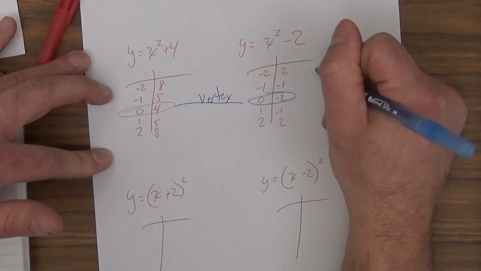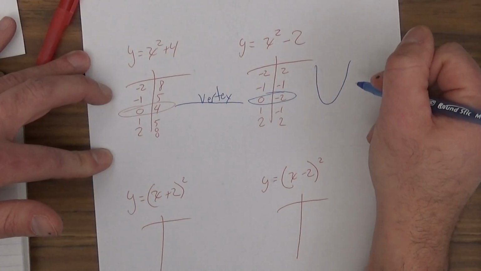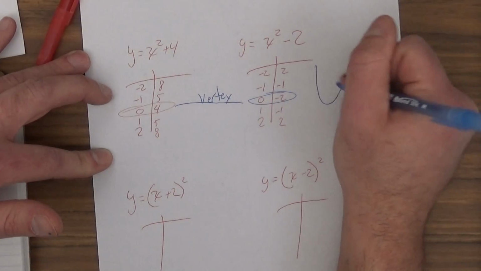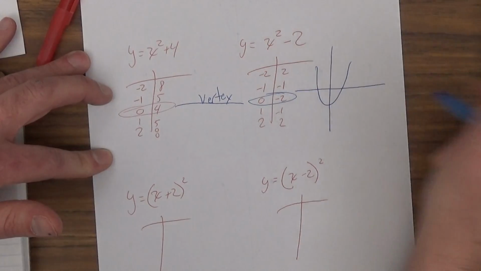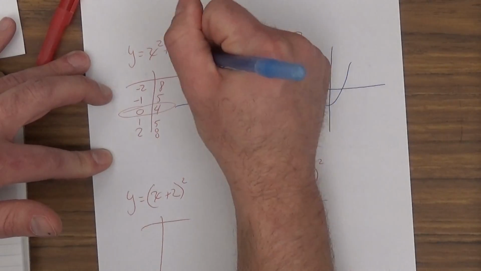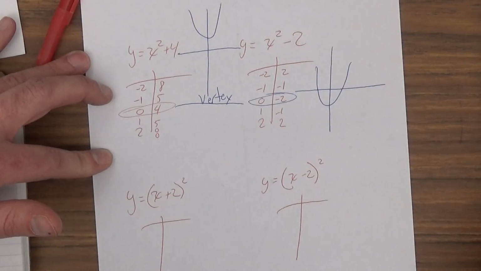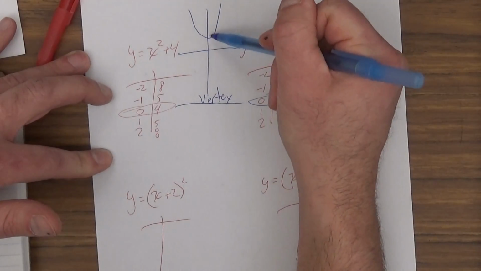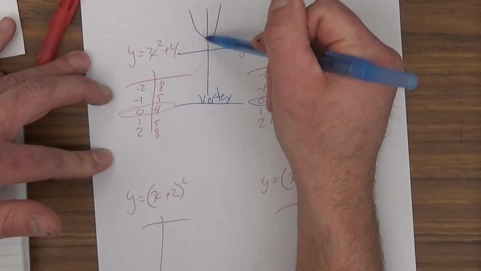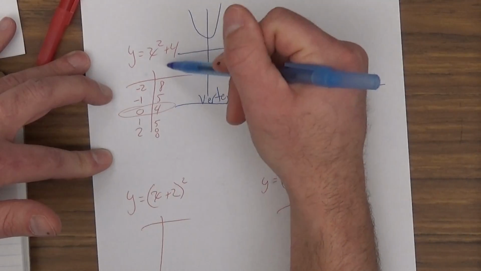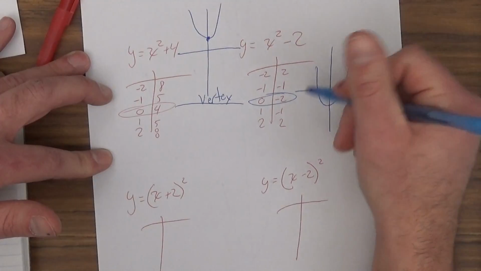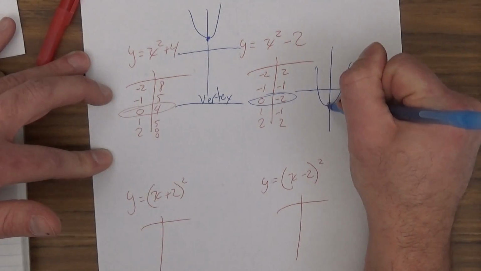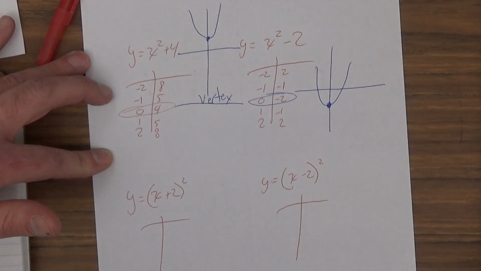All right, so this one's going to obviously look like that, right? This one's just shifted down, so this looks kind of like that. This one is shifted up, so it's going to look like that. So at 0, 4, at 0, 4 is where its vertex is. At 0, negative 2 is where its vertex is.